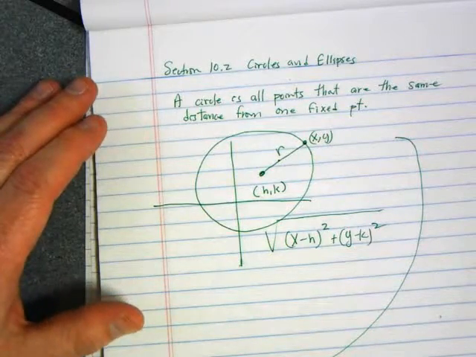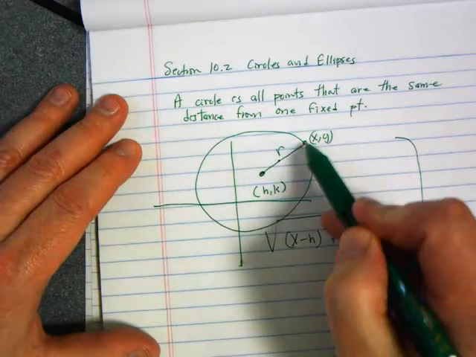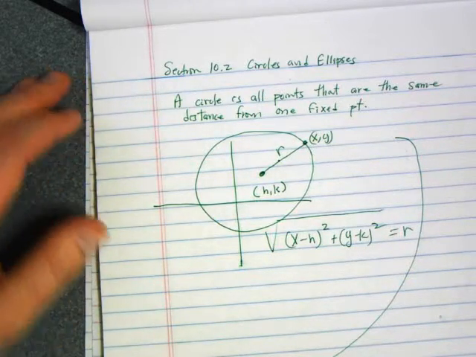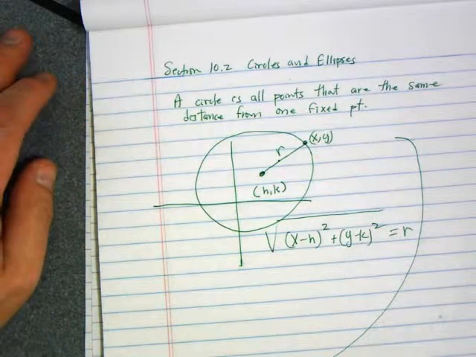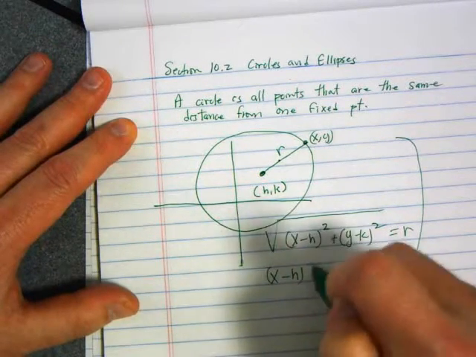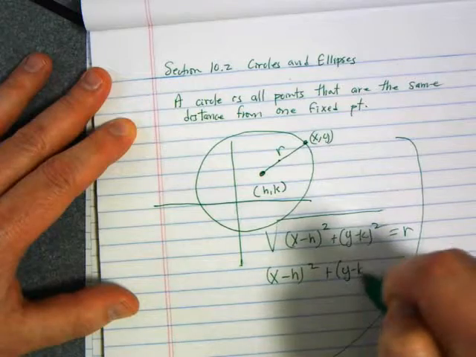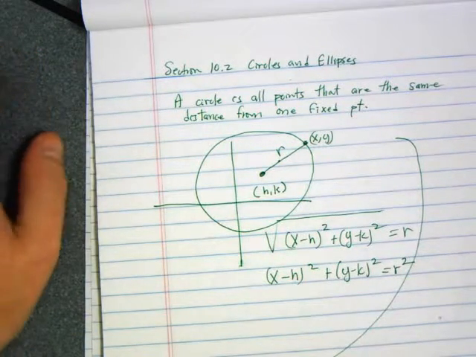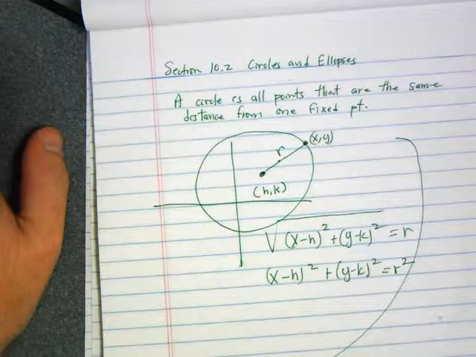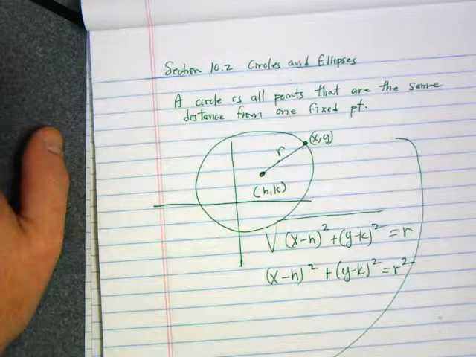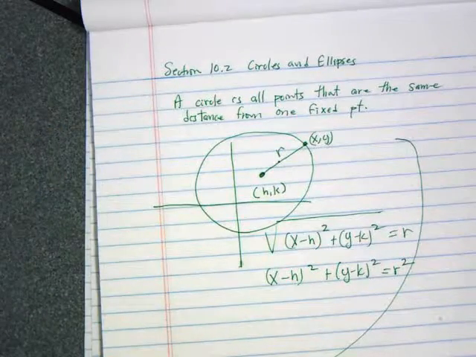But that has to be what? What did we call our distance from there to there? R. And so typically what we do to write the equation of a circle is we square both sides, and we write our circle as x minus h squared plus y minus k squared equals r squared. All right, so there's our general equation for a circle. And we'll do some more of the circles here in a minute.